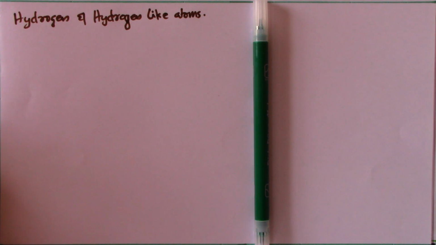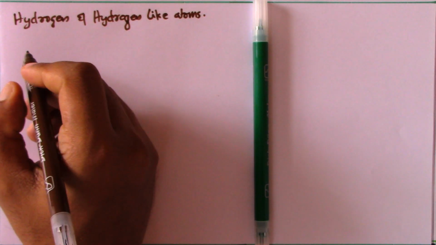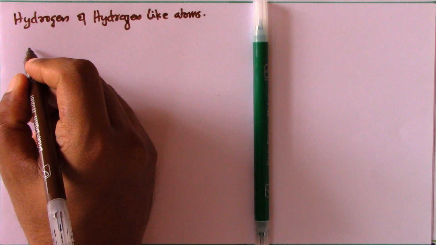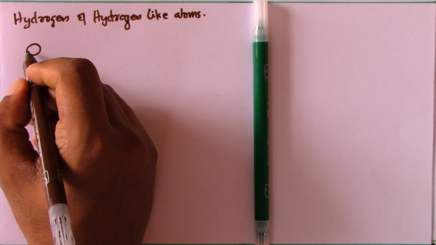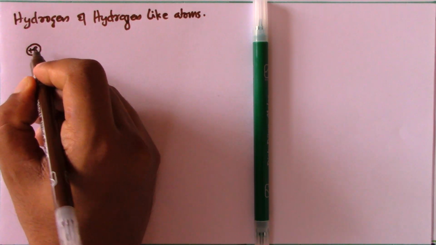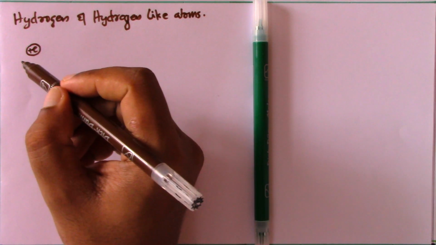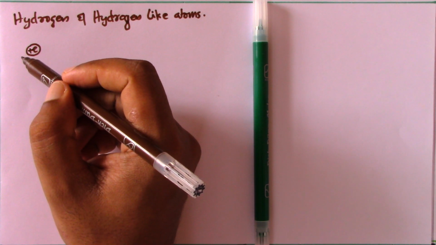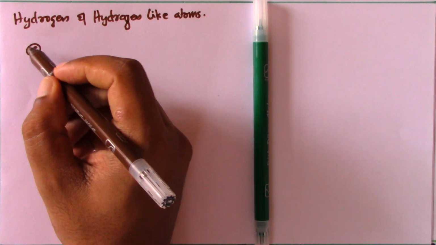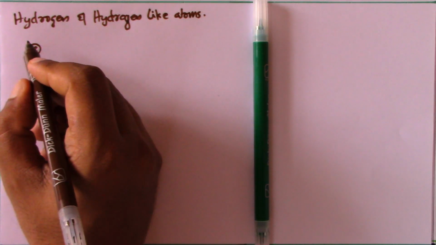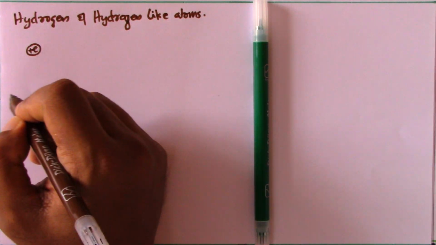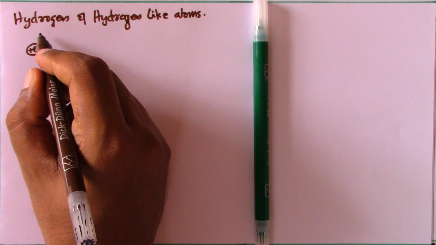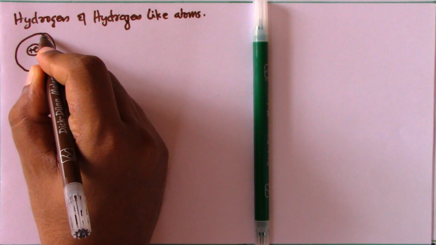You know what is the composition of the hydrogen atom? What are the constituent particles of the hydrogen atom? Hydrogen atom has a nucleus, and the nucleus contains a proton. And the proton has the charge plus e, where e is the charge of the electron or charge of the proton, and the nucleus has the charge plus e. And there is an electron around this nucleus.